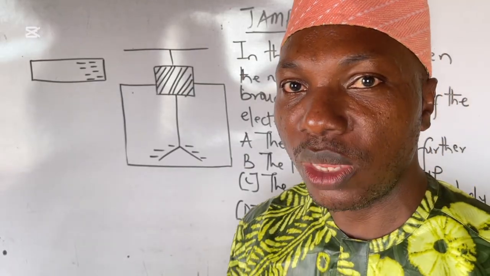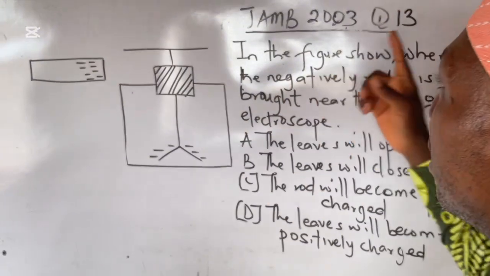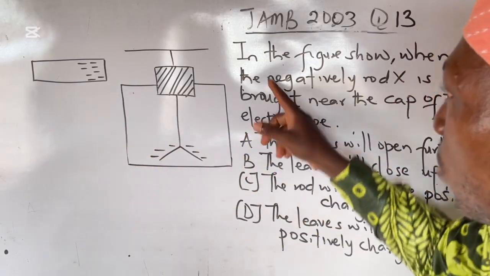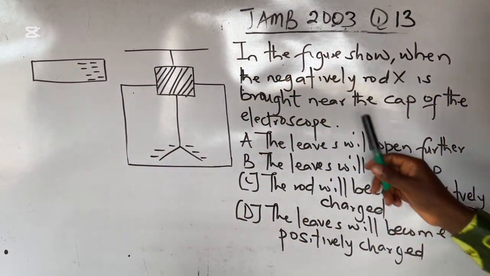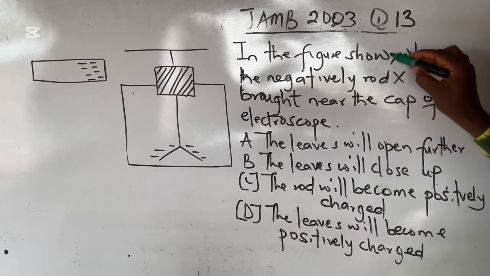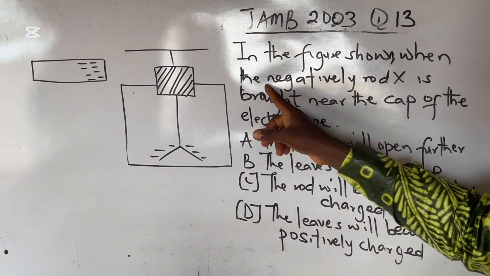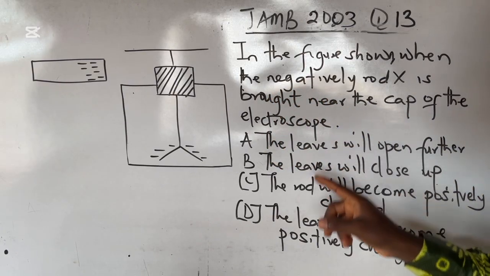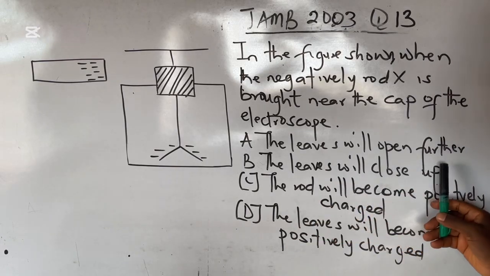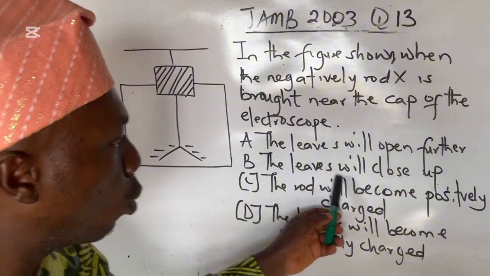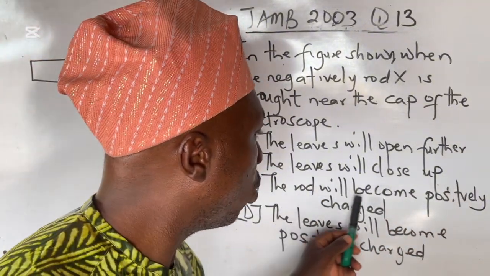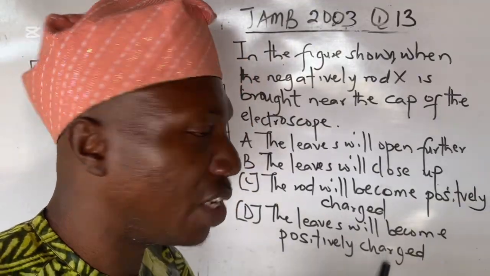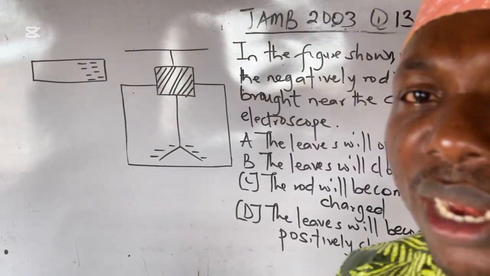Let's get started. So this class will be interesting as we will be examining the JAM 2003 question 13. And this is a gold leaf electroscope. In the figure shown, when the negatively charged rod X is brought near the cap of the electroscope, the leaves will open further. The leaves will close up. The rod will become positively charged. The leaves will become positively charged. What is the operation in the gold leaf electroscope?